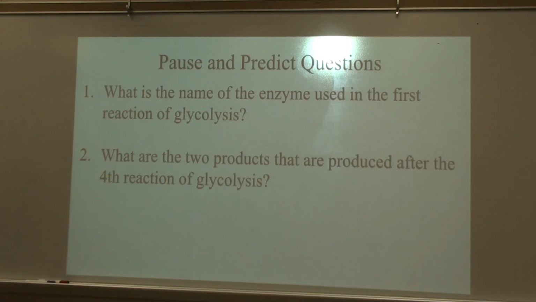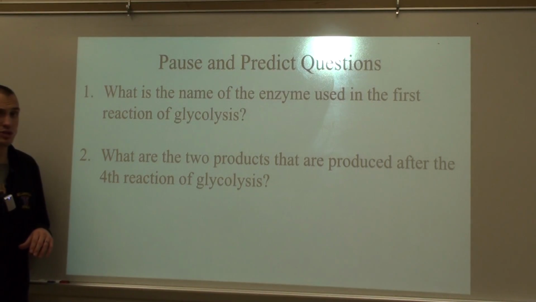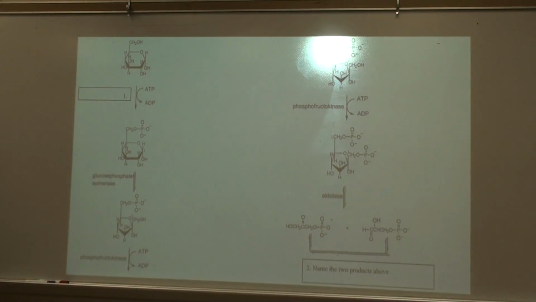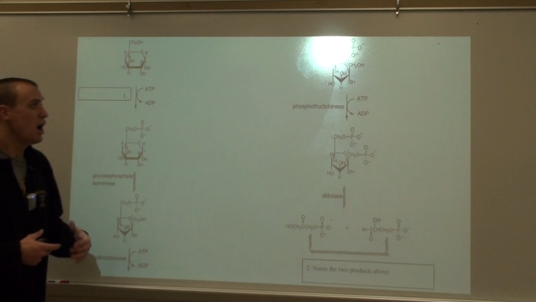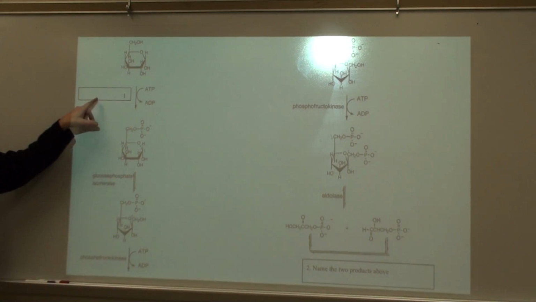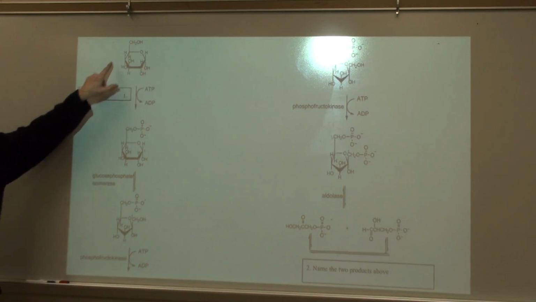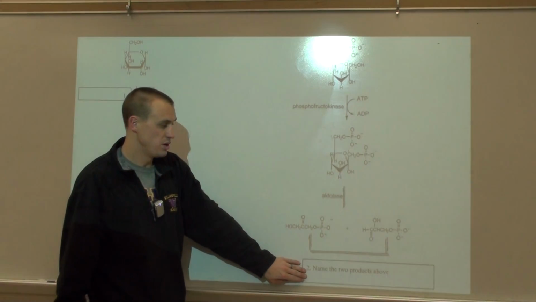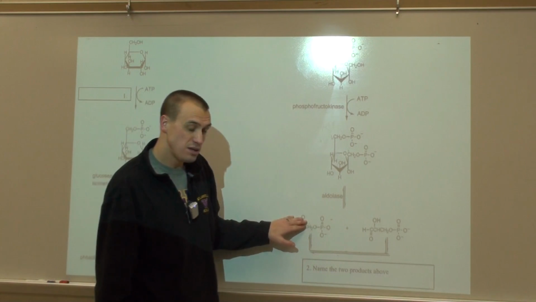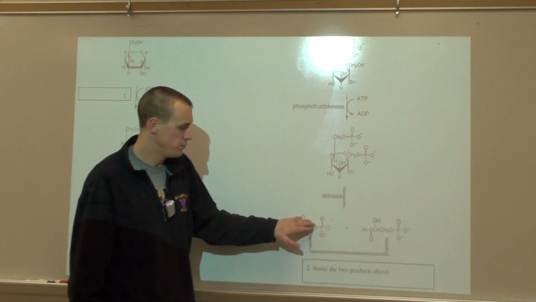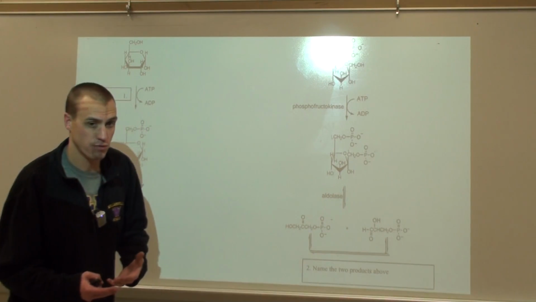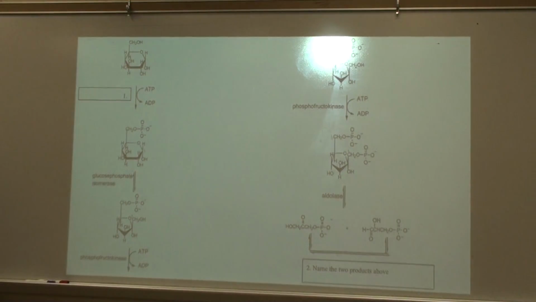And to help you out a little bit with these pause and predict questions, I have all of the energy investing phases of glycolysis. For that first question, I want to know what enzyme was used in this very first reaction. And for this second question, I want to know the name of both of these products that are produced at the end of step number 4. So take a moment here and pause the video and answer these questions, please.